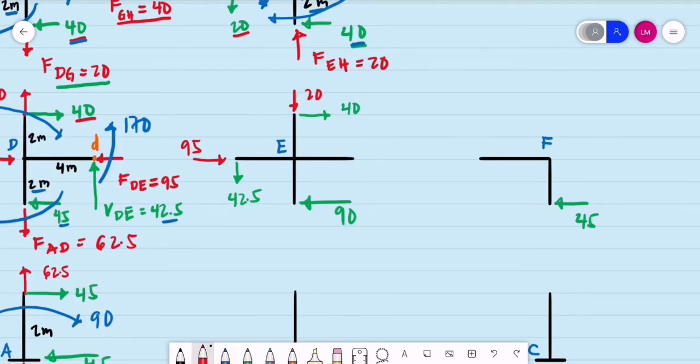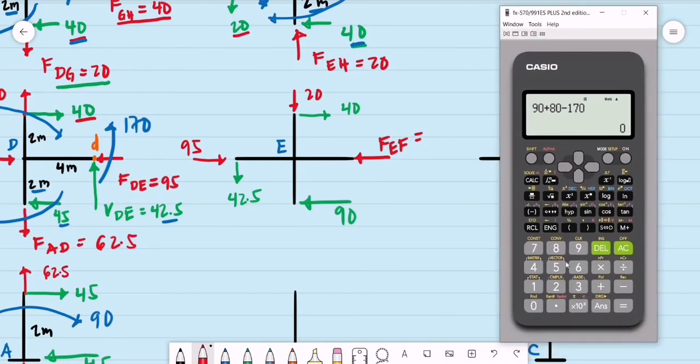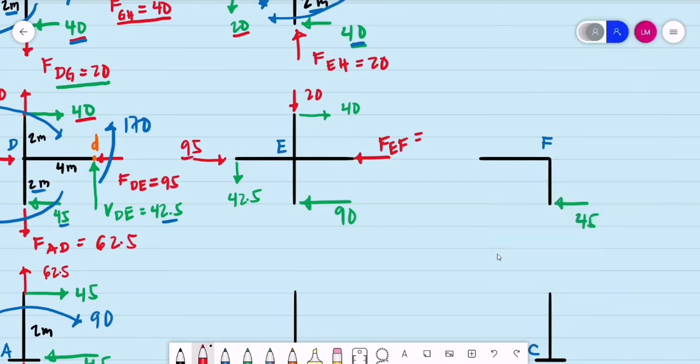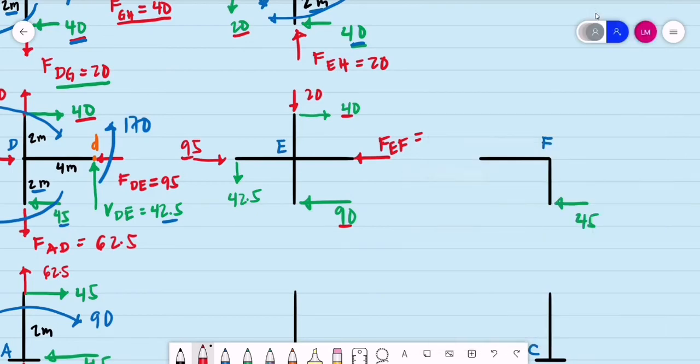So first thing to solve is the axial force for beam EF. All we have to do is do the summation of forces horizontal at joint E. We have 95, then this 40, less this 90. 95 plus 40 minus 90. So the axial force for beam EF is now equal to 45 kilonewtons to the left.